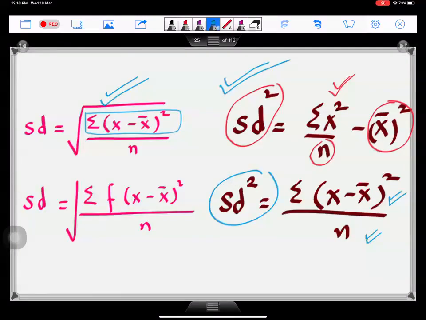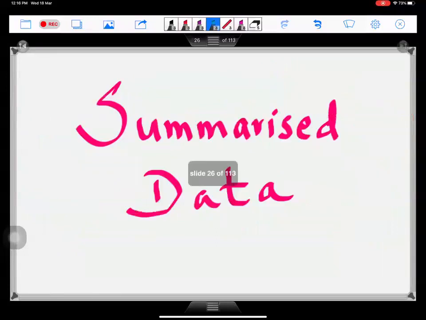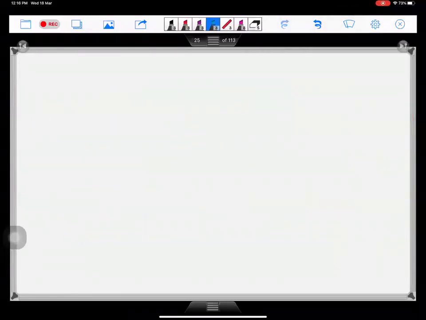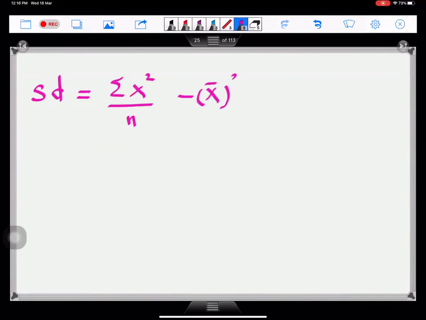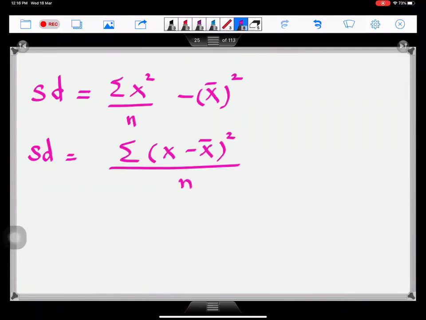Then there are 4 formulas that we are focusing on. Let me rewrite them once and for all. We have to write them over and over again. Standard deviation, that is square root of sigma x square over n minus x bar square. Standard deviation, that is square root of sigma x minus x bar square over n. You don't have to remember this. It's given in the booklet. It's totally something else that when you use something excessively, it becomes part of your memory.